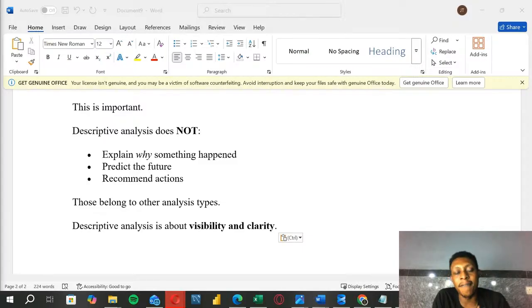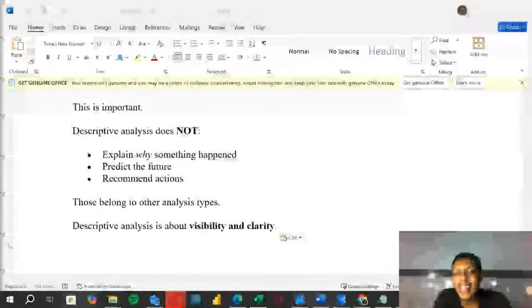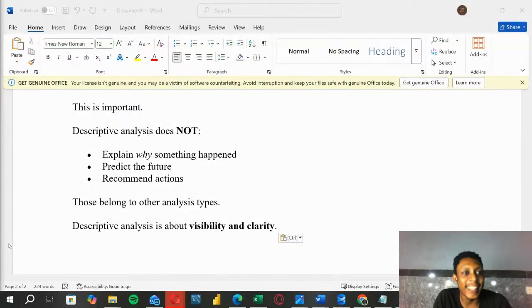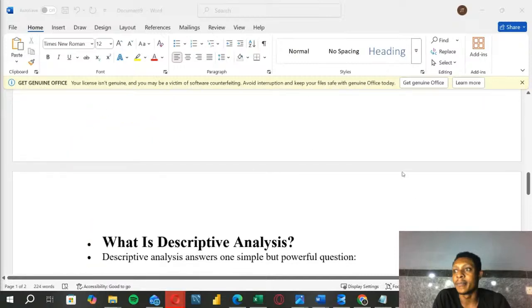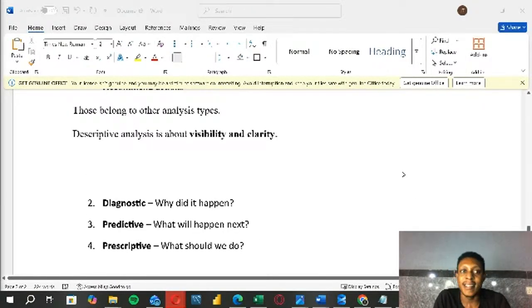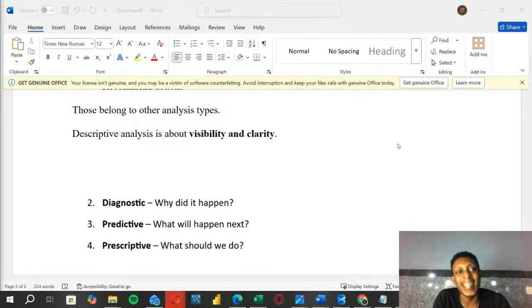Like I mentioned, we have four analysis types, and we are starting with the descriptive analysis. It does not predict the future, it does not explain why things happen, it does not recommend action. These fall under other data analysis types. So for those joining us, the four we're going to treat today are descriptive analysis, then diagnostic analysis, then predictive analysis, and prescriptive analysis.